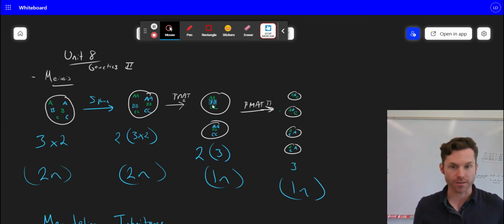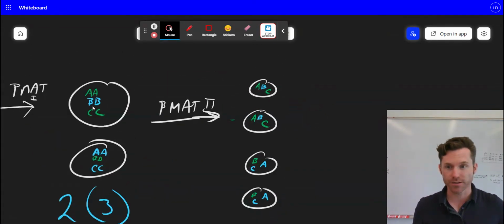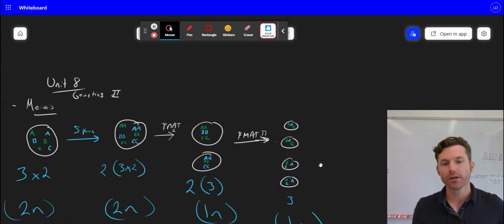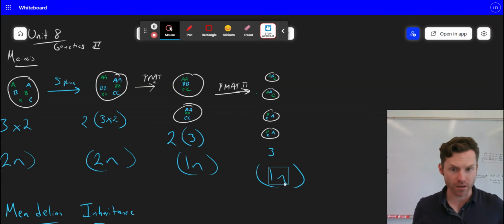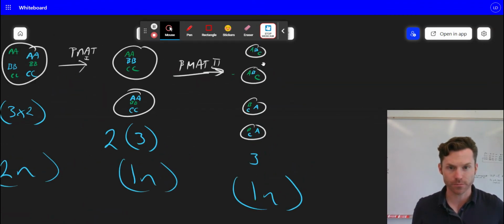These daughter cells are then in turn going through PMAT2, which is separating the sister chromatids from one another. And so we zoom in. So these 2 green A's got separated, one goes here, one goes here. These 2 blue B's got separated, one goes here, one goes here. 2 C's got separated, one goes here, one goes here. And down here, the same thing happened to this daughter cell. Okay. And so now we have a haploid cell that only has 1 copy of each of the 3 types.